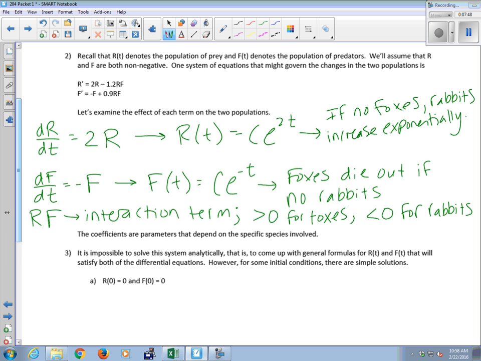Those coefficients, the 2, the negative 1.2, the negative 1, and the 0.9, are all determined based on the specific species we're modeling, and scientists typically collect data and use that data to figure out what the coefficients are. So those coefficients are arbitrary to us.